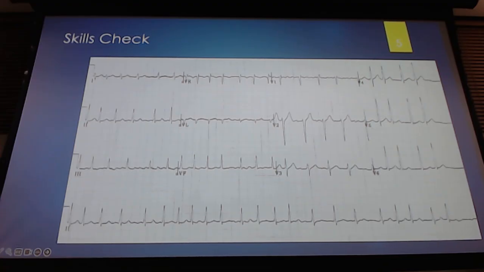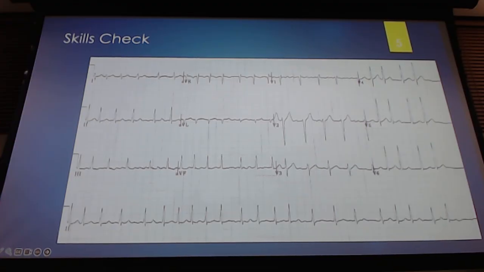If we do R to R, in other words, is this space the same as this space? Is this space the same as that space? Irregular. Okay, so fast, irregular, wide or narrow? Narrow. Okay, so we have fast, irregular, narrow. What are our options? AFib. Okay. Multifocal atrial tachycardia, and then A flutter with the variable block.